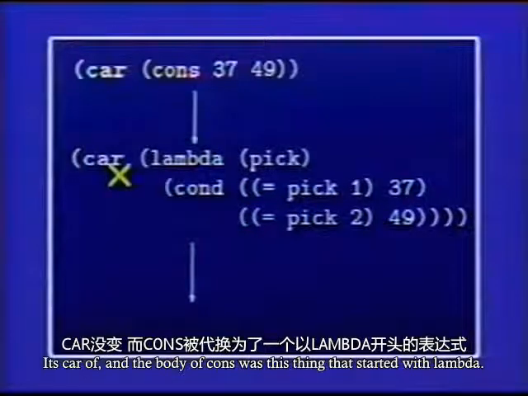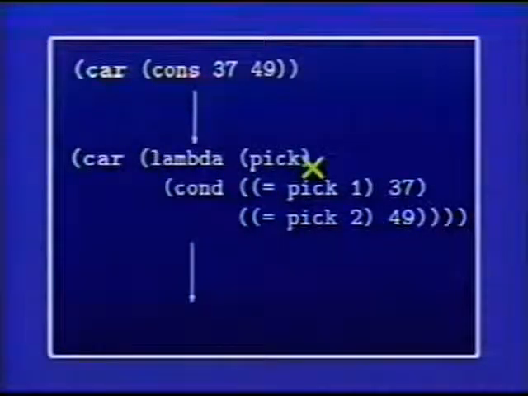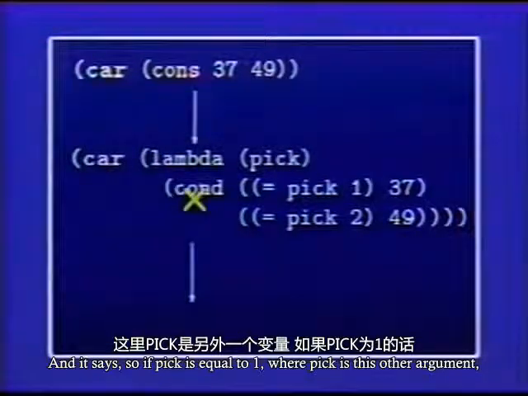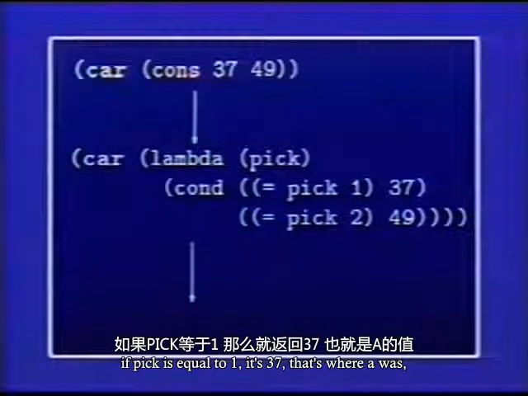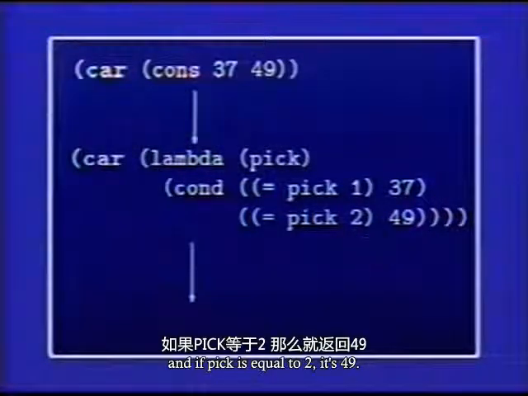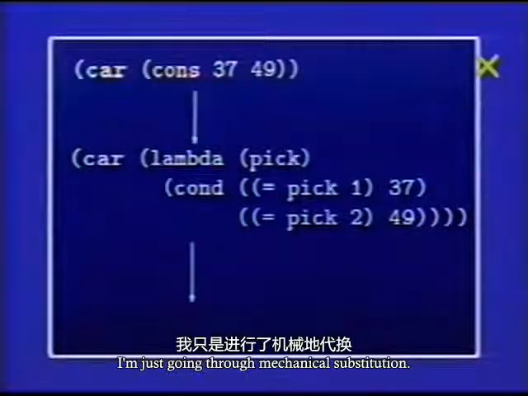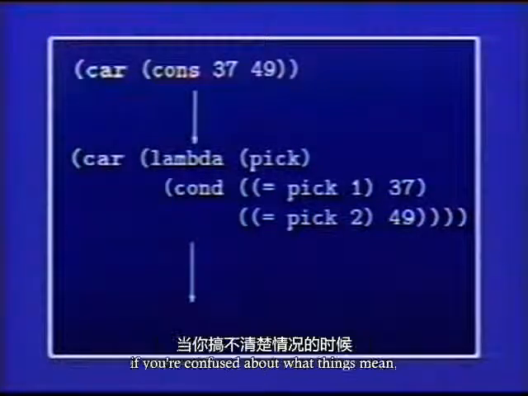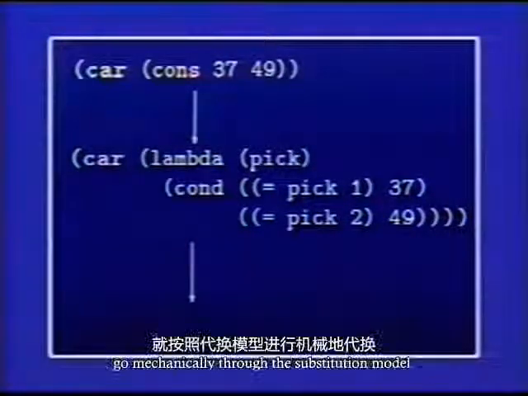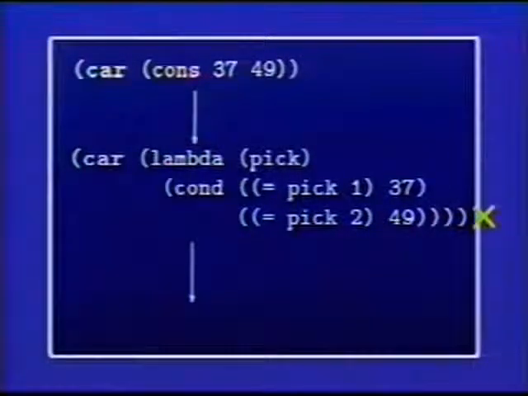It's car of, and the body of cons was this thing that started with lambda, and says, if pick is equal to 1, where pick is this other argument, it's 37, that's where A was, and if pick is equal to 2, it's 49. Right, so that's the first step, and I'm just going through mechanical substitution. And remember, at this point in the course, if you're confused about what things mean, go mechanically through the substitution model.